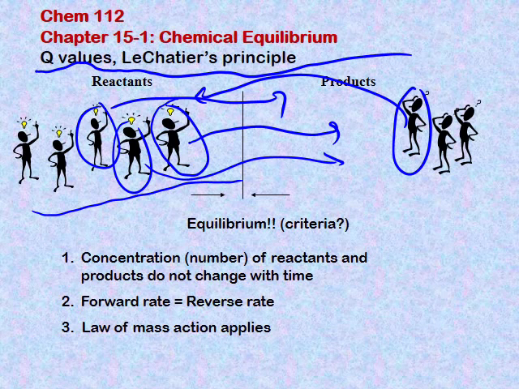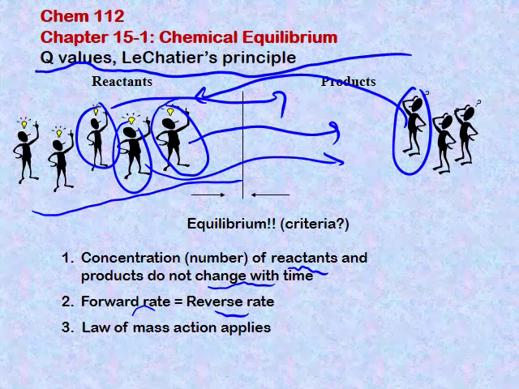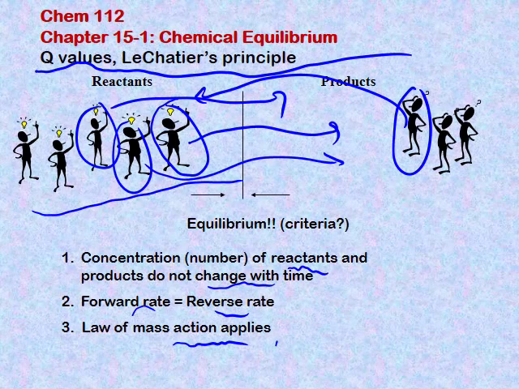So that's why we say these are the criteria for equilibrium. Concentration of reactants and products do not change with time. Forward rate equals reverse rate. And the law of mass action applies. We are going to explain what the law of mass action is.